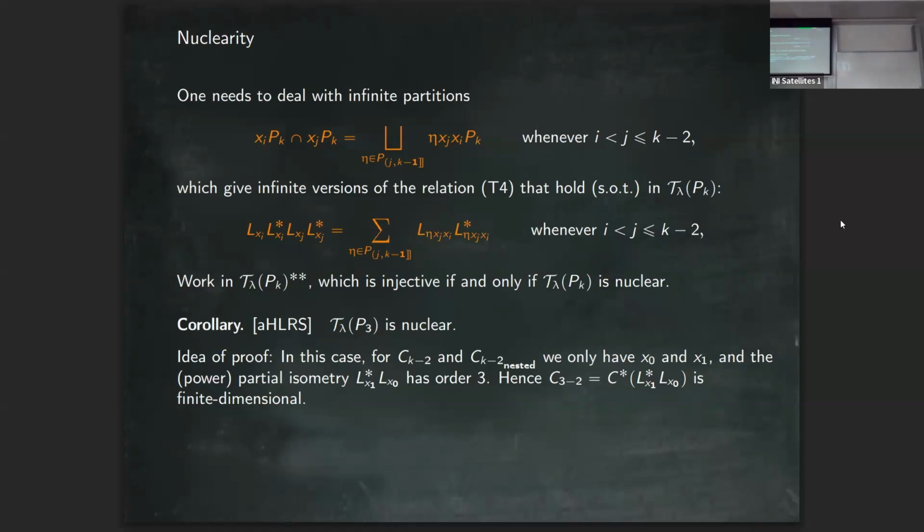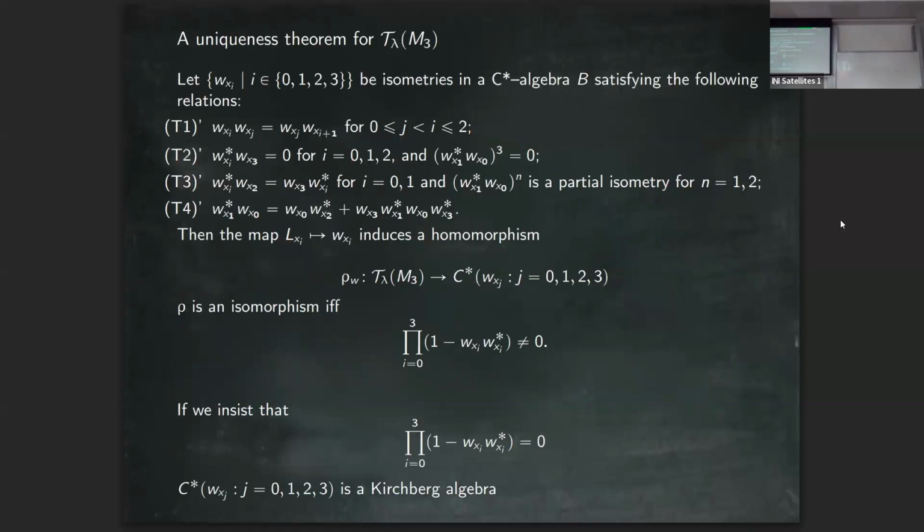My limited modesty doesn't allow me to not say this. I want to show you a cool theorem. So here's a cool theorem. It's a uniqueness theorem for T lambda of M3. And it says this. Suppose that you have somewhere isometries in a C-star algebra that satisfy the following relation. And the first one you will identify as this one, as multiplication in the C-star algebra.